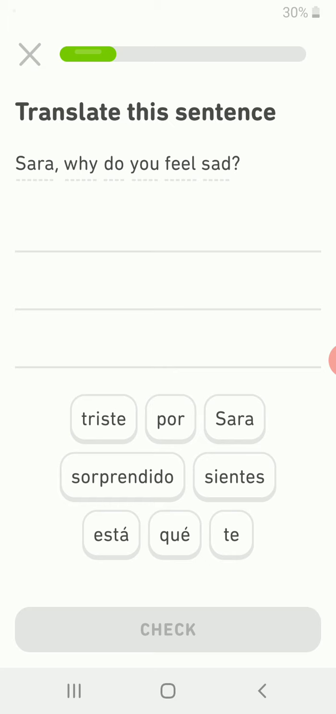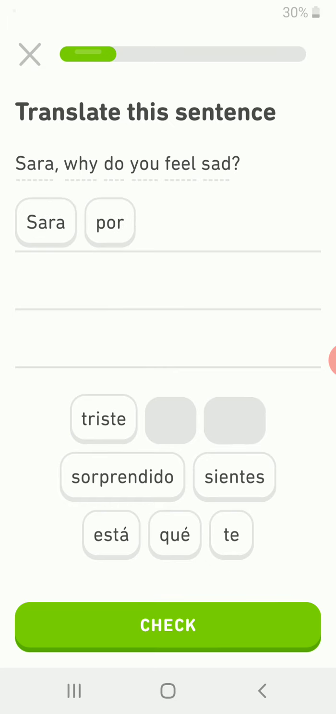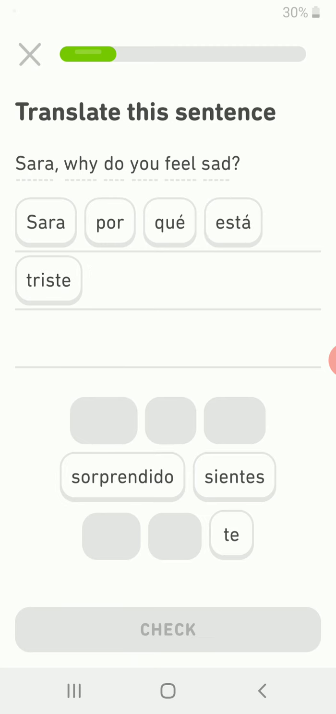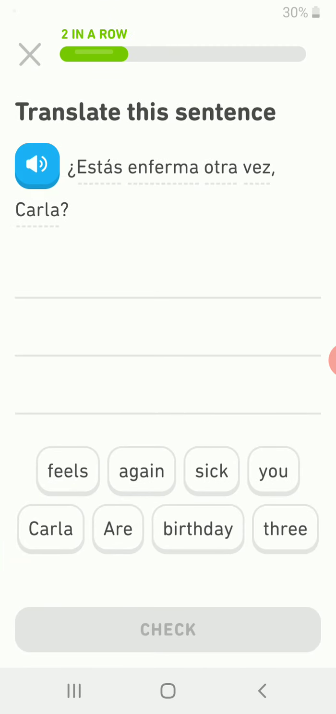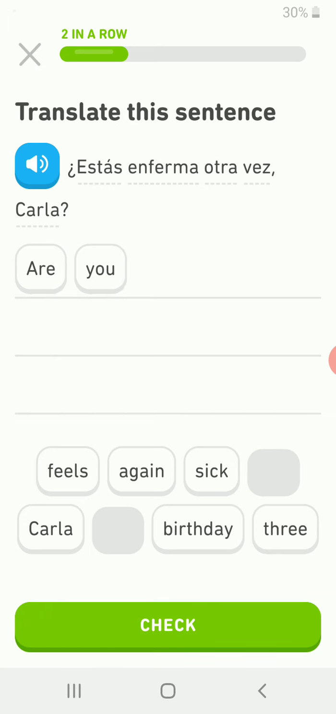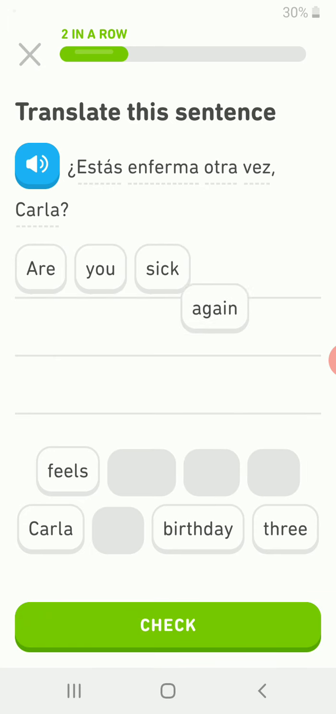And Sarah, why do you feel sad? Sara, ¿por qué? ¿Por qué está triste? Es triste. ¿Está enferma otra vez, Carla? Are you sick again, Carla?